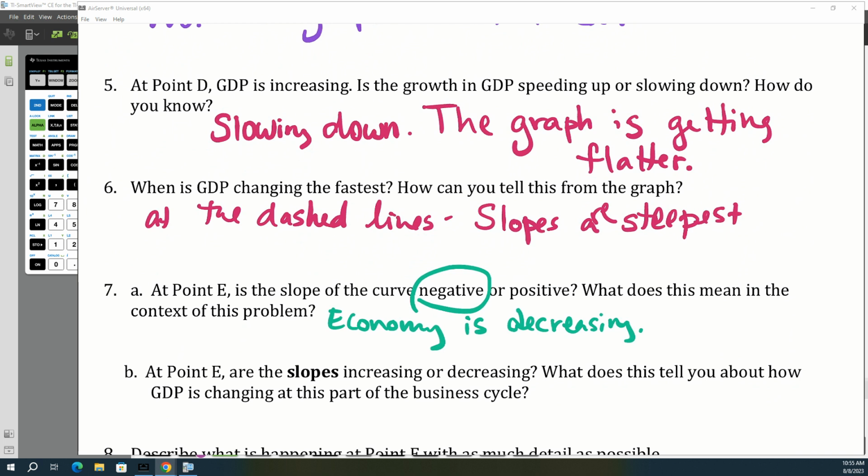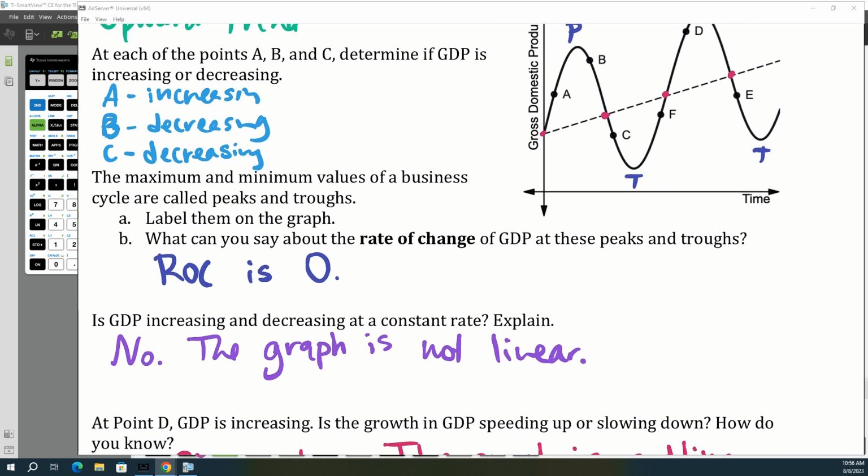Okay, now at point E, are the slopes increasing or decreasing? Like I say, E is definitely a negative slope. So as you're going away from E, are those slopes getting more negative or less negative? That's a weird question, but what do you think? More negative or less negative? They're getting less negative.